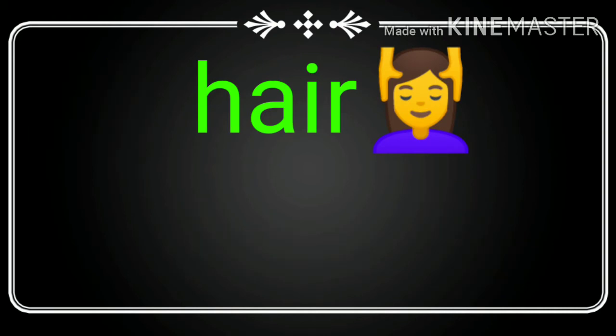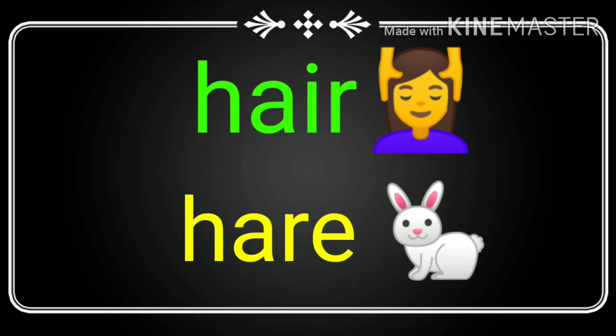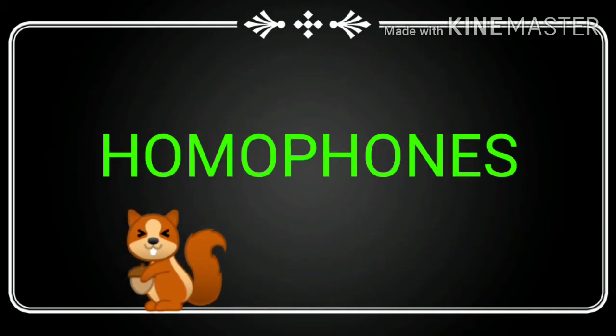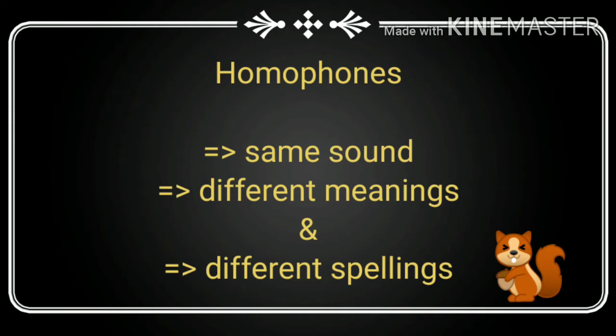H-A-I-R hair, H-A-R-E hare. H-A-I-R hair means talaimudi, that is growing on our head. H-A-R-E hare is a rabbit. So these two words have the same sound, but their spelling and meanings are different. So these words are called homophones. What is homophones? Same sound, different meanings and different spellings. The words which have the same sound but different meaning and different spelling, these words are called homophones.